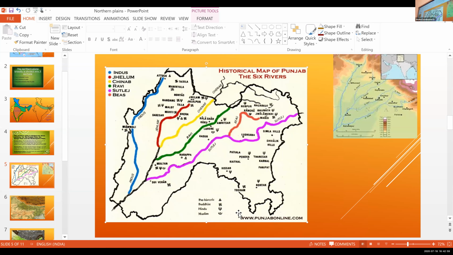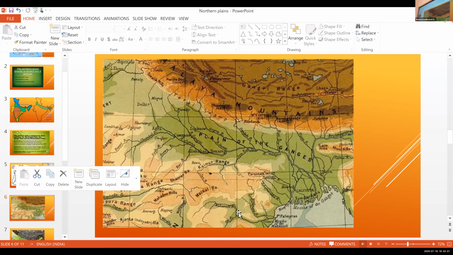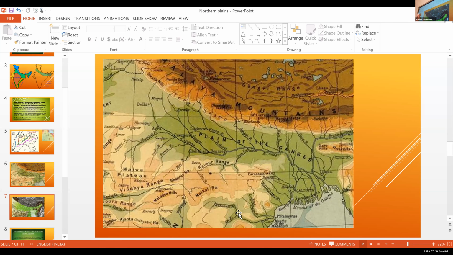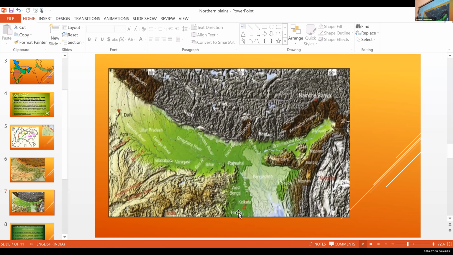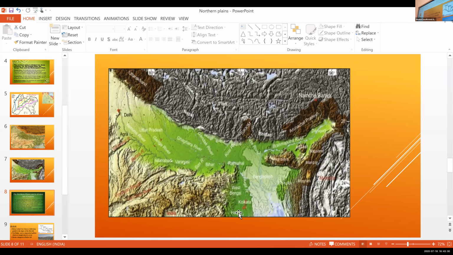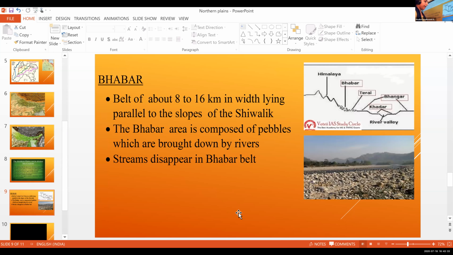Second one is the Ganga plain, lying between river Ghaggar and river Teesta. It extends to the states of Haryana, Delhi, Uttar Pradesh, Jharkhand, Bihar, etc. And third one is Brahmaputra plain. Brahmaputra plain lies in Assam. Is it clear? The next classification is based on relief features or types of land.